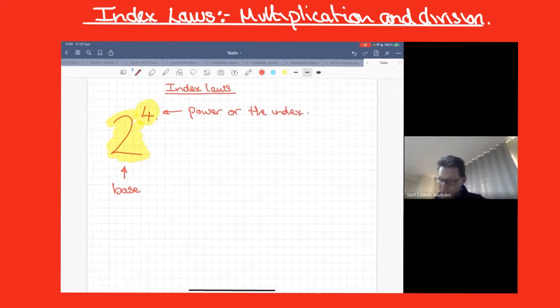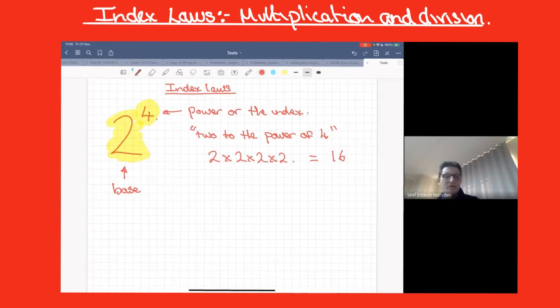This number is said as 2 to the power of 4. And it means 2 times 2 times 2 times 2, which is equal to 2 times 2 is 4, times 2 is 8, times 2 is 16. So 2 to the power of 4 is 16.